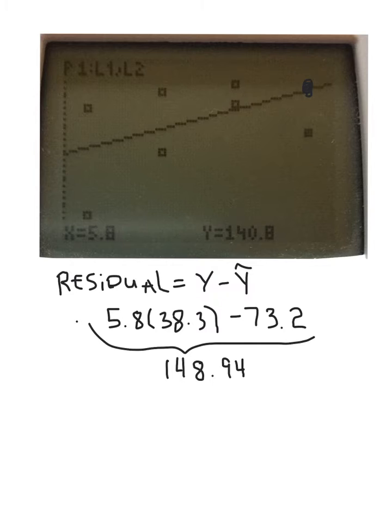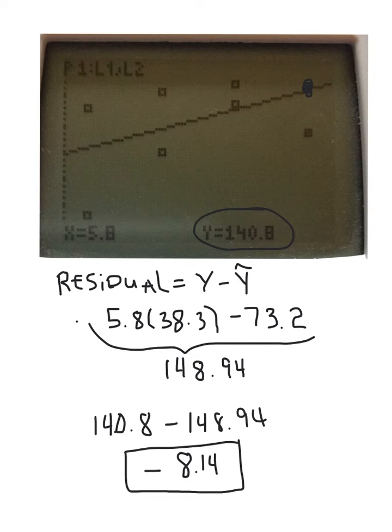So what we can do is subtract them. Our actual number was 140.8 minus our predicted value, 148.94. If we subtract those, we get negative 8.14, which means there were basically 8 fewer robberies than we would have predicted for that year. So that's the residual, the difference between what the actual data point says and what our prediction says. Okay, that's a residual.